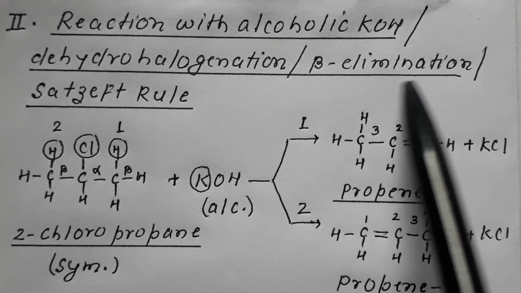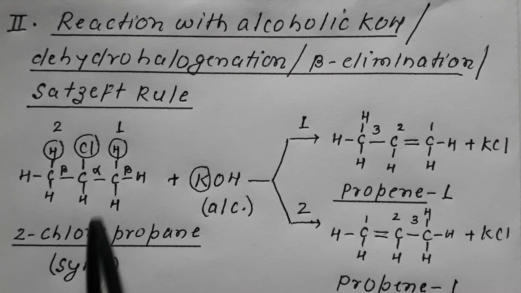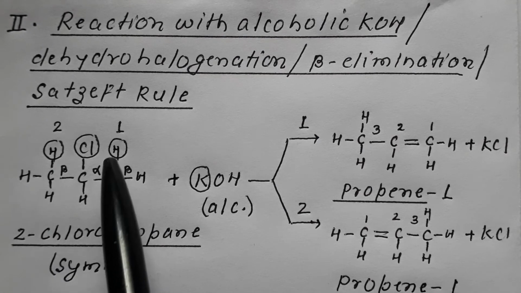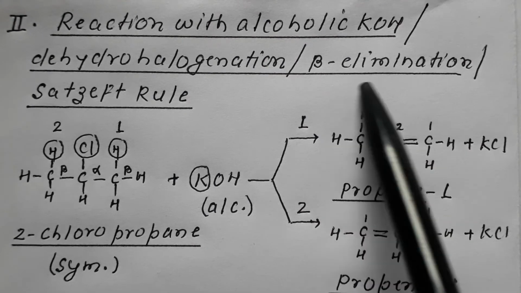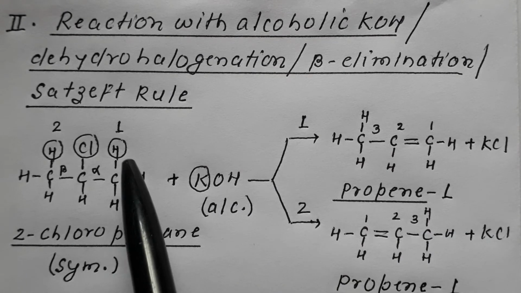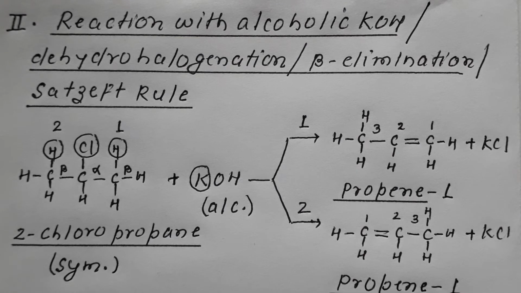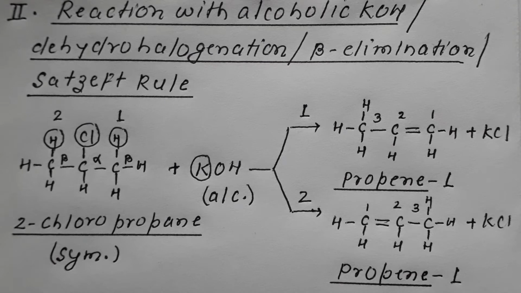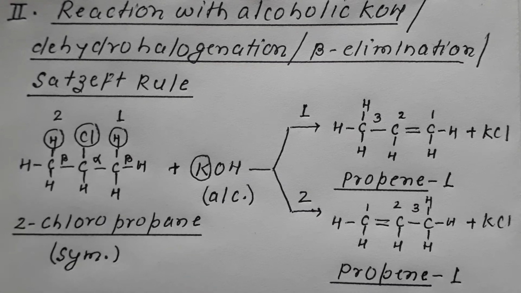Now, since in this reaction hydrogen gets eliminated from the beta carbon, this is a beta carbon, this is also a beta carbon, therefore it is termed as beta elimination. So why is it called beta elimination? Just because hydrogen is getting eliminated from the beta carbon. If a molecule is symmetric, like 2-chloropropane, whether H1 or H2 gets eliminated, in both cases the product is the same.